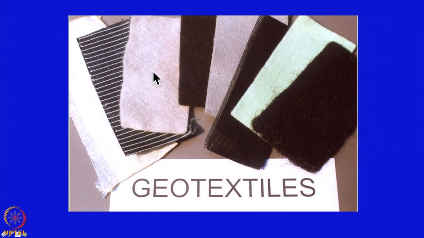We have a non-woven geotextile material. In this non-woven geotextile material, the filaments are very random, like a blanket. So, these are the non-woven geotextile materials. I can show you some non-woven geotextile material. This is non-woven geotextile material. So, its filament is very random.